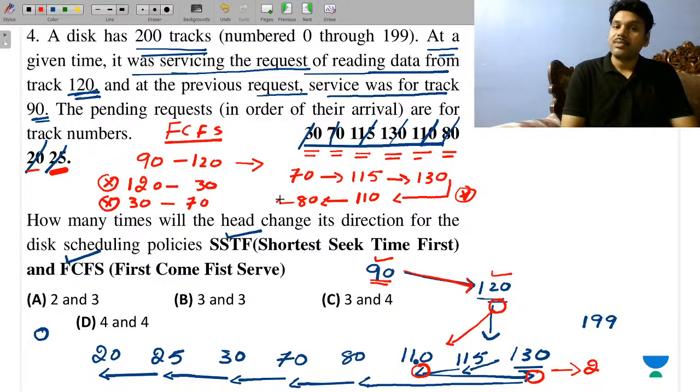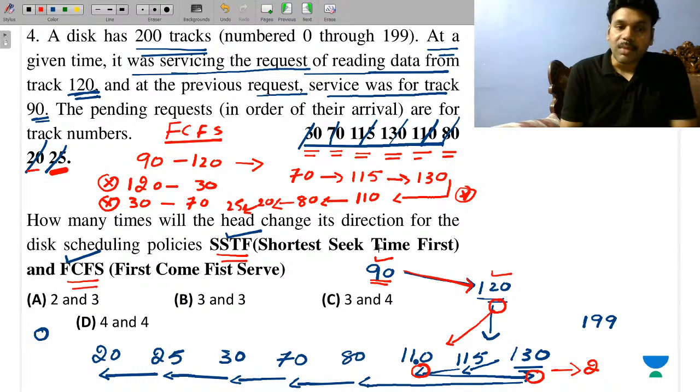Then after that we are going to satisfy 20, then we are going to satisfy 25. So this is how you need to solve your question. Here, how many times the head got changed, you decide that by counting how many changes came in SSTF and how many came in FCFS. Now we will see the next question.